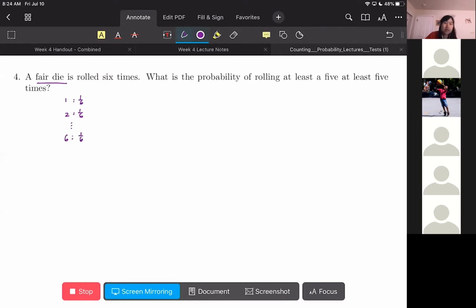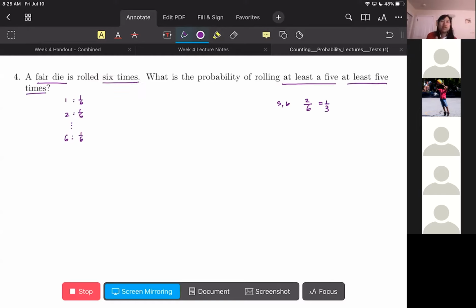And so first let's think about for one roll, what's the probability of rolling at least a 5? Can anyone answer that? Would that be 1 out of 3? Right, yeah. So if we want to roll at least a 5 for one roll, then that means you have to roll a 5 or a 6. So that's 2 outcomes out of 6 total outcomes. So that's 1/3. Cool. Now we can look at this at least 5 times if we roll the whole thing 6 times.